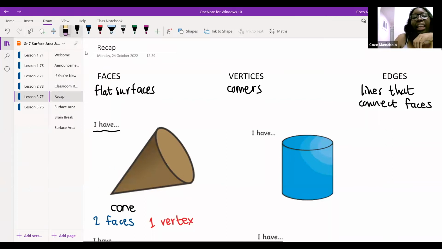And then how many edges do I have? Guys, remember that my edge separates a face from another face. So be very careful before you say 0. Be very careful.